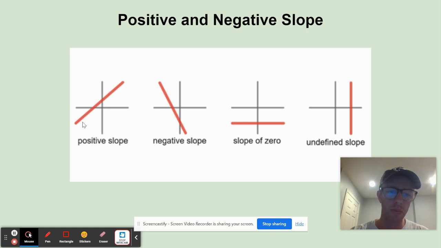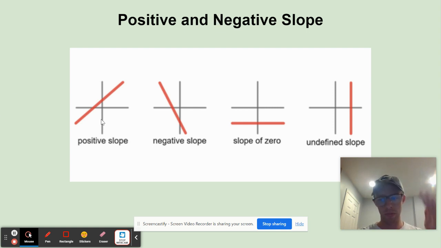We have a positive slope when those two variables go up together, right? As I work out more, my stamina goes up, right? More working out, more stamina. That's a positive slope. Both variables go up together.